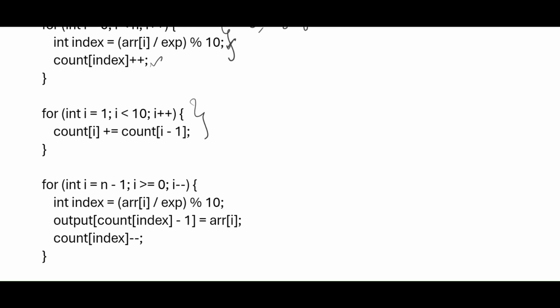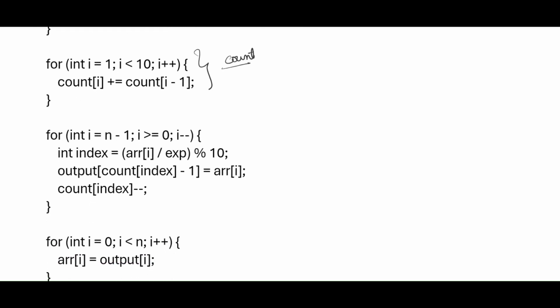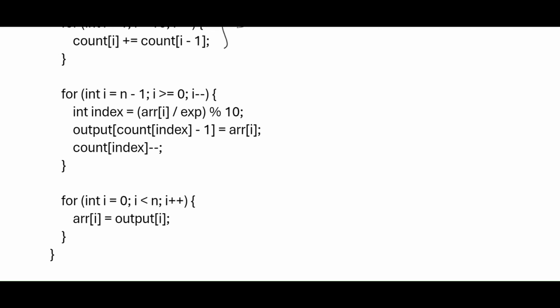Okay, next, here you can see the loop. It updates the count array so that the element at count holds the position of the last occurrence of the digit in output. Means the last occurrence of the digit in output it will hold. Suppose there is a number 202, it will hold the last digit 2. You can understand here.